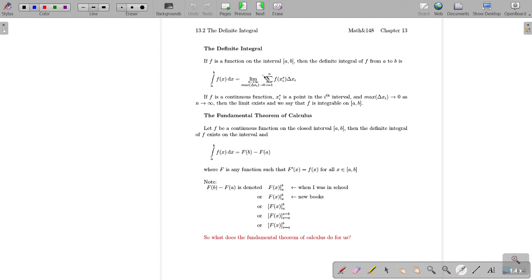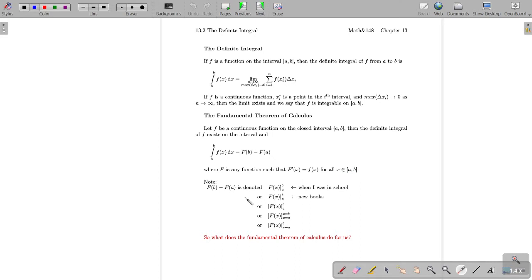And trust me, this is not very helpful because it's a limit. So what we have here is the fundamental theorem of calculus. This is what's going to tie it all together for us. So let f be a continuous function on the closed interval, then the definite integral of f exists on the interval, and the integral from a to b of f of x dx equals big F of b minus big F of a, where big F is any function such that the derivative of big F, F prime of x, is small f of x for all x on a to b.